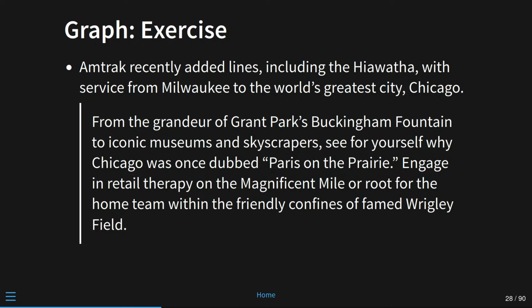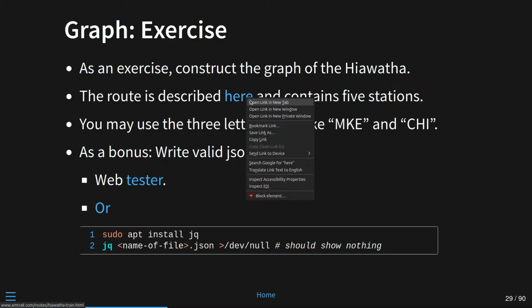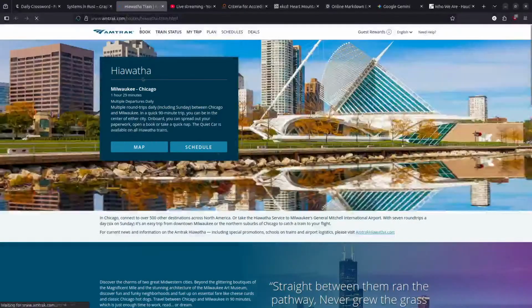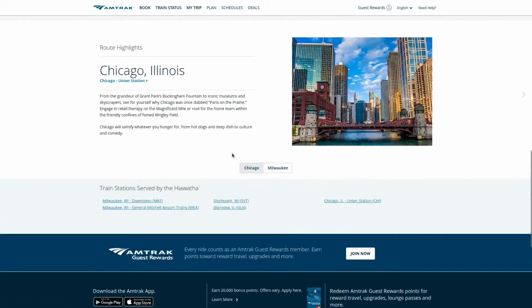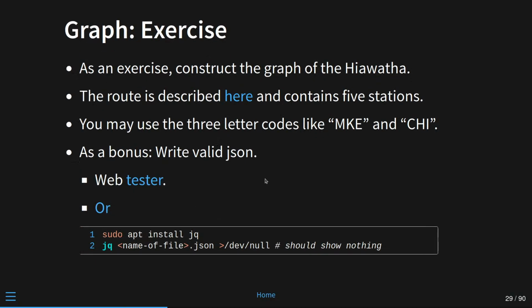Wrigley Field. Okay, so your job is to go to this link, look up the Hiawatha route, which is right here, and make a graph of it in JSON. You can test if your JSON is accurate on the web, or you can install JQ, and it will check. Ready, go. I have to go drink something. You can work with your neighbor. You can also vibe.